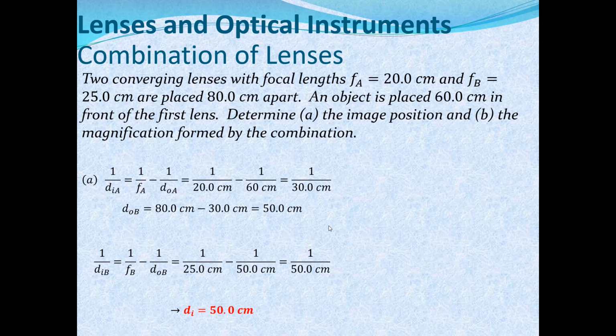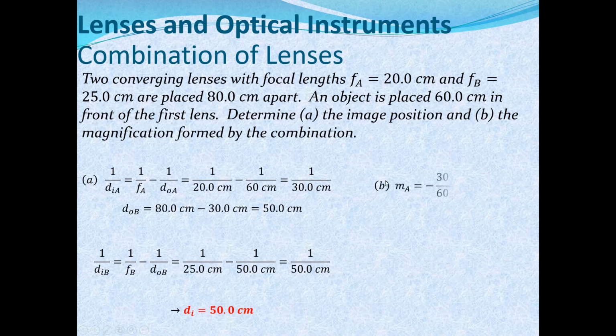A lot of times, you're going to want to add in that little indication of where the image is being formed compared to which lens, because again, we have two lenses now. So realistically, this should say 50 centimeters to the right of the second lens.